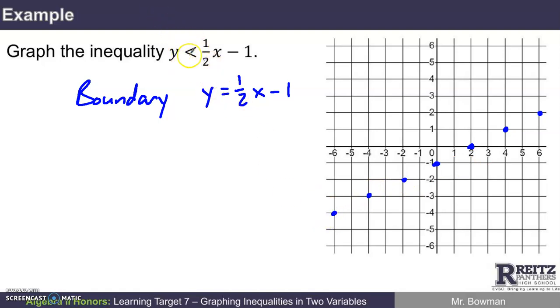Should the boundary line itself be part of the solution here? It shouldn't, right? It says we want just the y's that are less than the line. So since we're not going to include it, the way I imagine you probably remember from Algebra 1, the way we indicate that is to make the boundary line dotted.